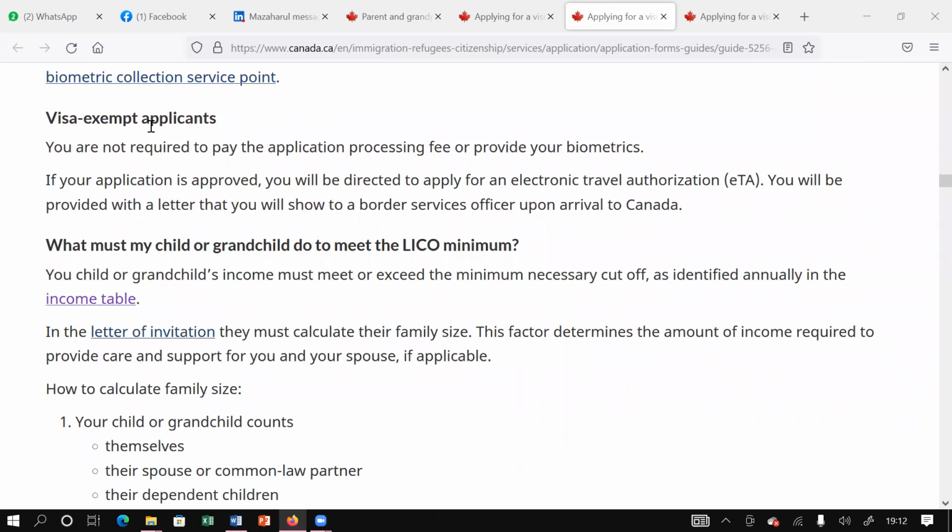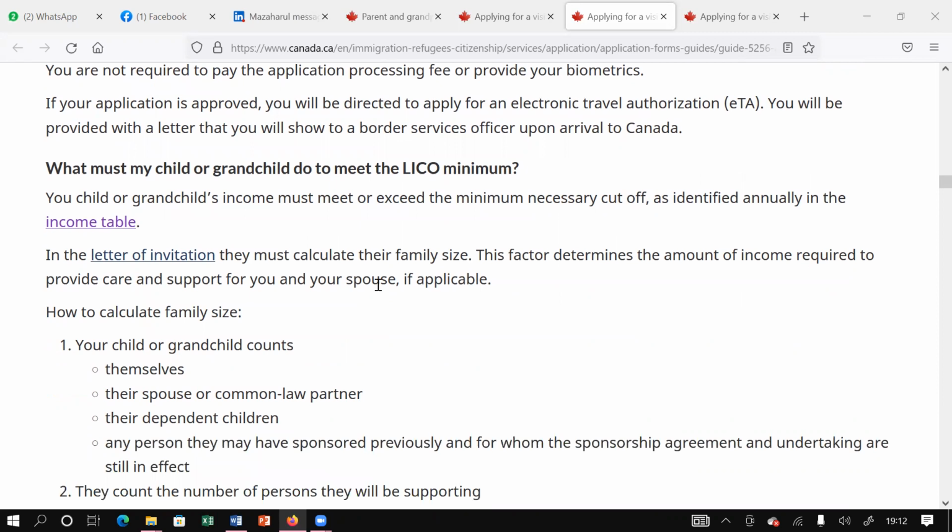There are some visa exempt applicants also. What must my child or grandchild do to meet the LICO minimum? So that's an important thing. Your child or grandchild's income must meet or exceed the minimum necessary cutoff. In the letter of invitation, they must calculate their family size. This factor determines the amount of income required to provide the care and support for you and your spouse, if applicable. How to calculate your family size?